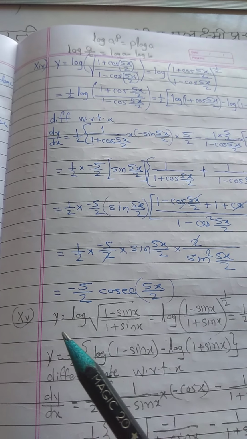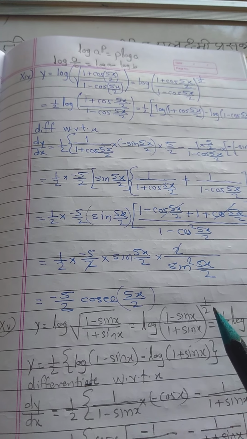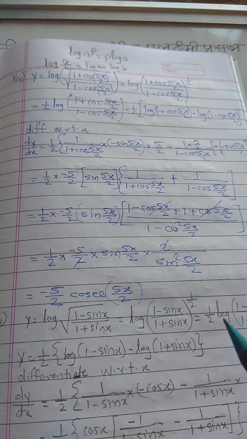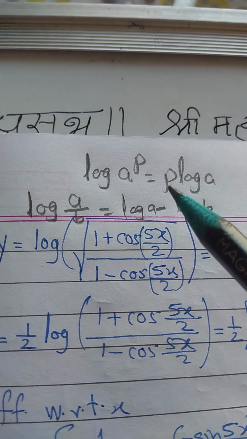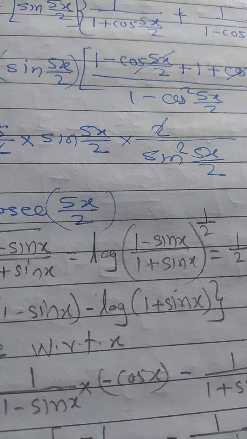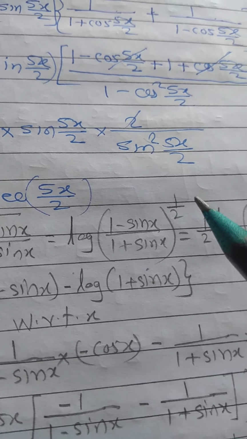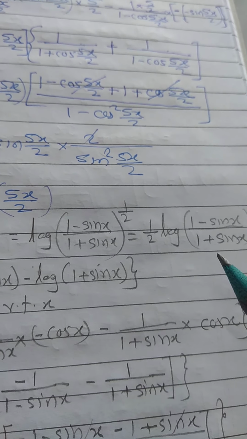Roman 15: y equal to log of root. Log of bracket raised to half, that is. This half will come down. See the property once again: log of a raised to p is always equal to p log a. Here also same thing. Log of bracket raised to half is half log of that bracket. Log of a by b.